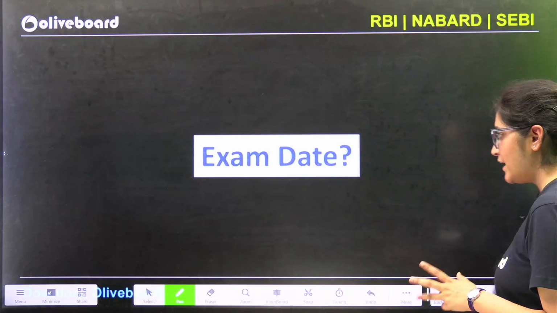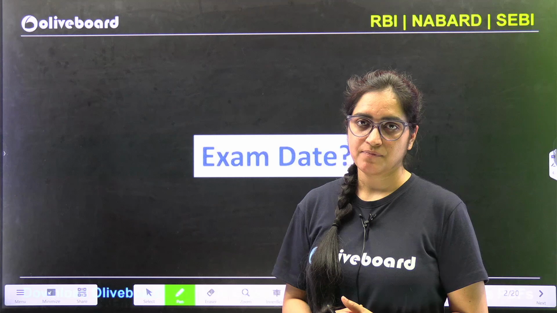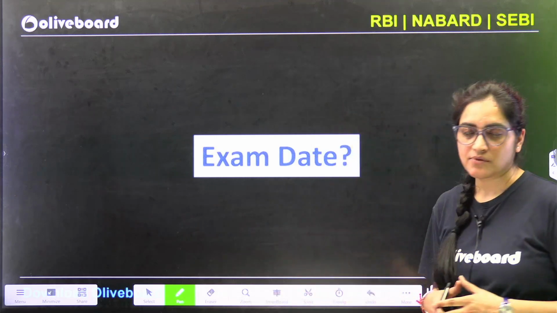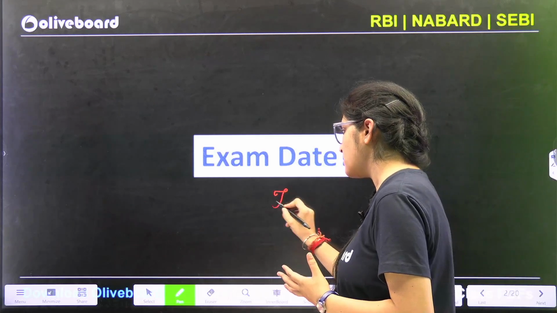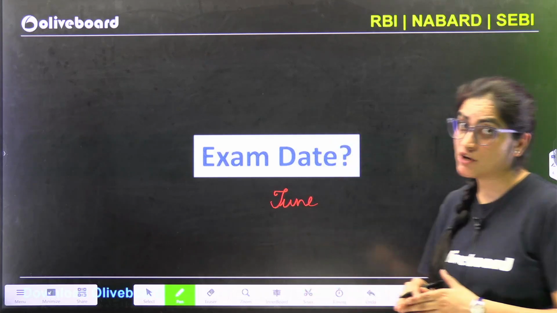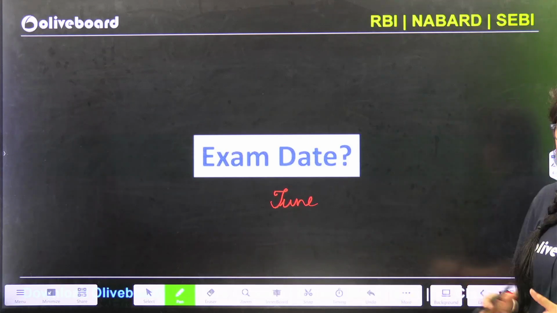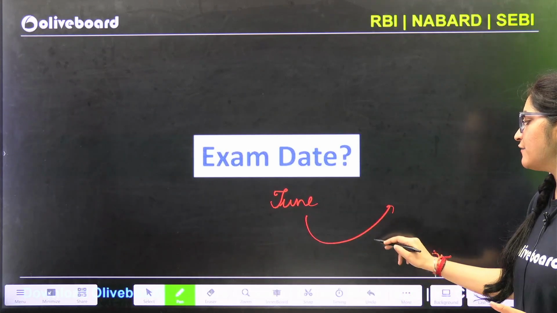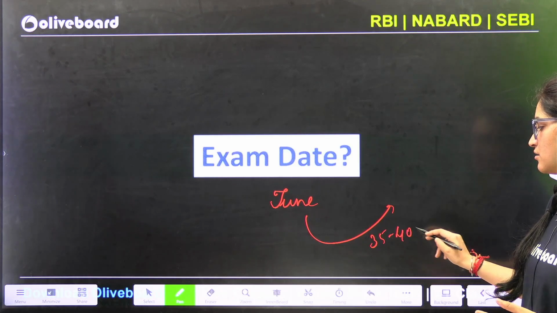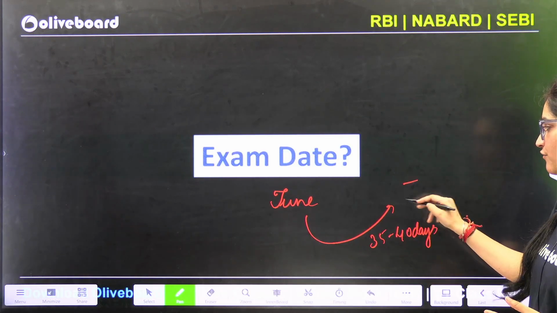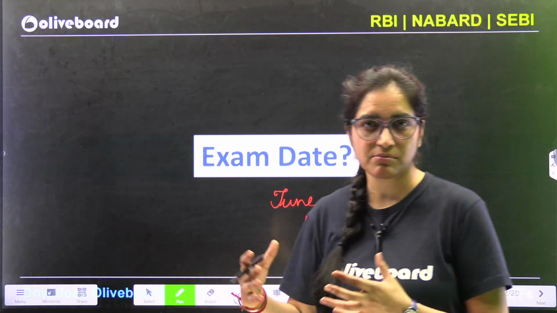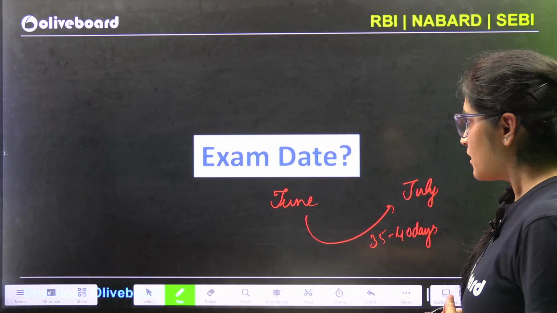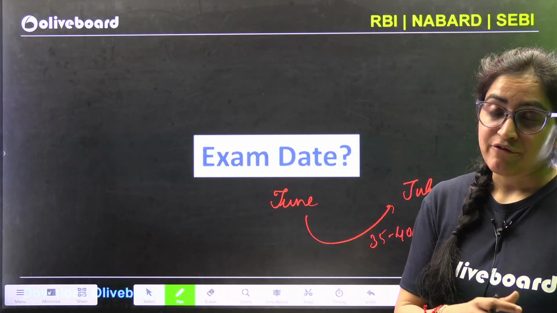First of all, let us talk about the date itself. Exam की date क्या होगी? So guys, exam की date will be roughly around the mid of June for your phase 1. After phase 1, you can take a 35 to 40 days gap, and then you'll be having your phase 2, somewhere in the last of July or something like that. So you have very less time left.